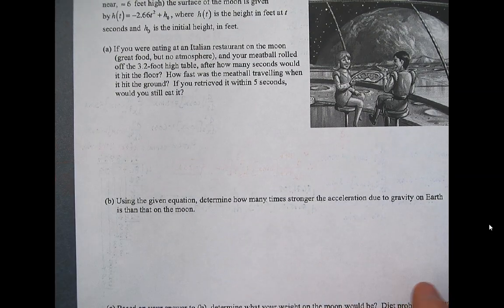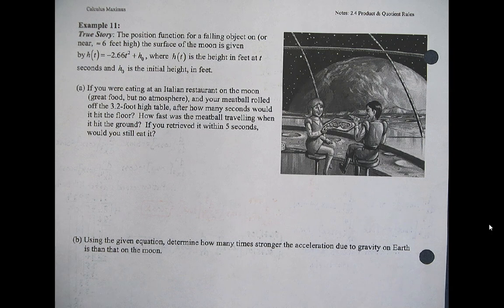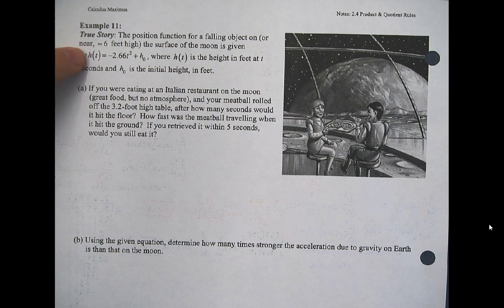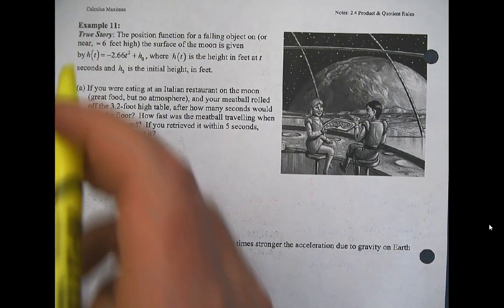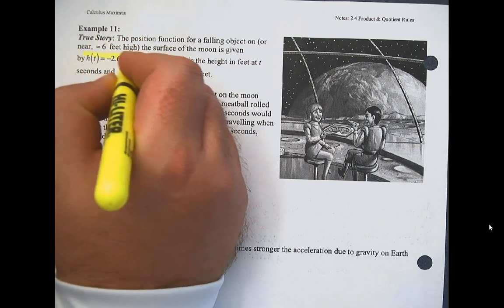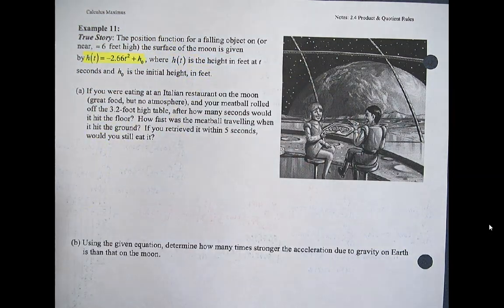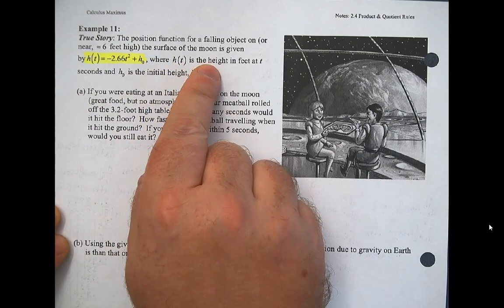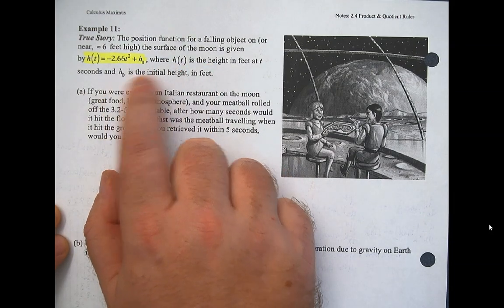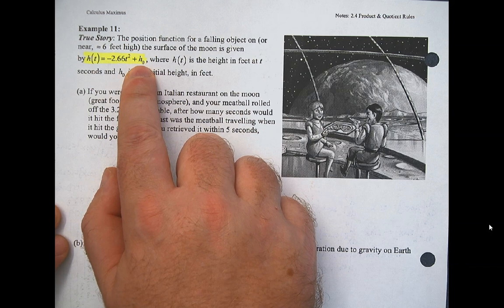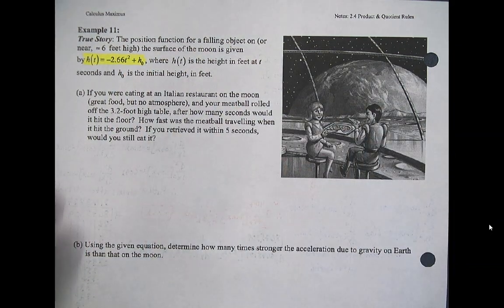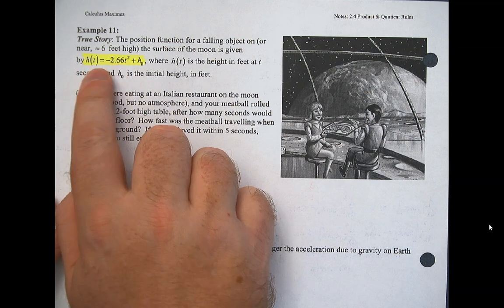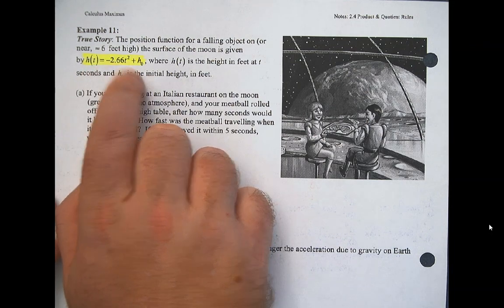Okay, last little bit here. This one's fairly quick. Okay, we've got this story. The position function for a falling object on or near the surface of the moon is given by this equation. So this is the height equation, where you drop something on the moon from the height of h0, where h of t is the height and h of 0 is the initial height. So if I'm at 30 feet in the air and I start dropping a bowling ball, it will fall at this rate. Height will be calculated by this.